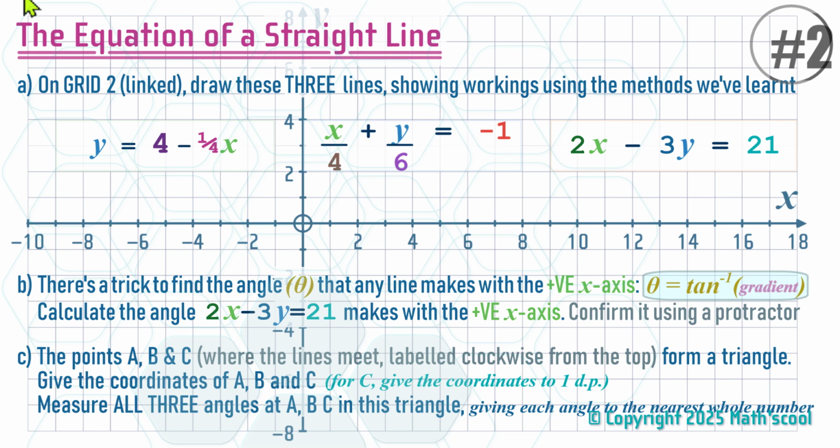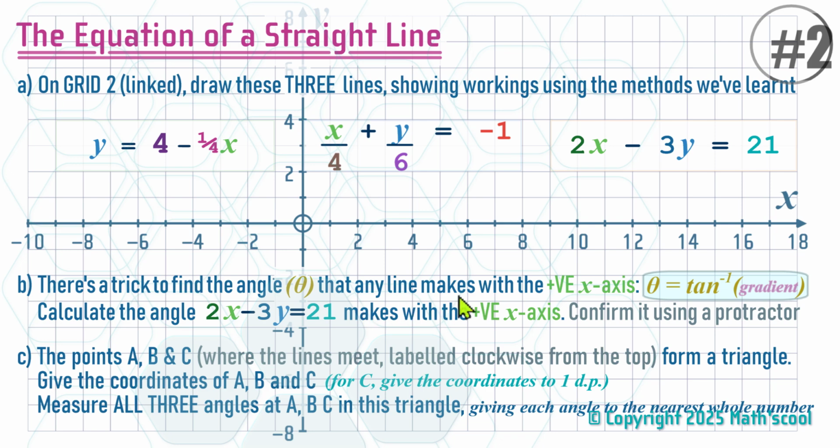Okay, so this is your question 2. And again, the grid will be linked, grid 2. And it's asking you to draw these 3 lines. So this line is obviously in gradient and intercept form. This line is sort of in the two-intercept form, but that's a minus 1. So the root isn't going to be at 4, it's going to be at, and the y-intercept isn't going to be at 6, it's going to be at, and then this is the standard form.